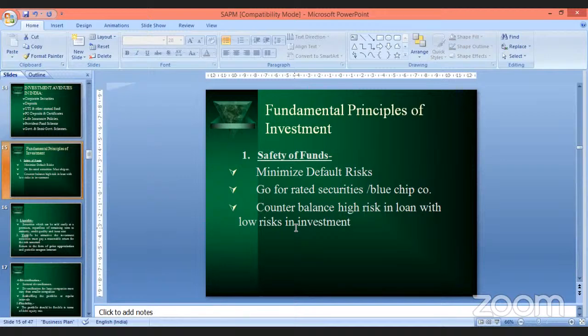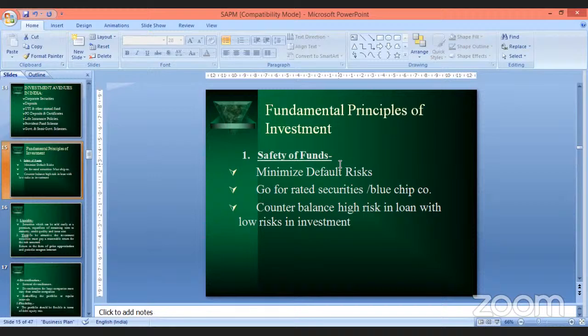These fundamental principles of investment are derived from the common characteristics of the investment. What are the common characteristics of the investment? Return is a must, risk is a must, then safety of fund must be there, and hedge against inflation must be there. Correct. Are you getting what I am saying? Yes, sir. On the basis of that, we are going to discuss the fundamental principles of investment. Let us start with the first one, the safety of fund.